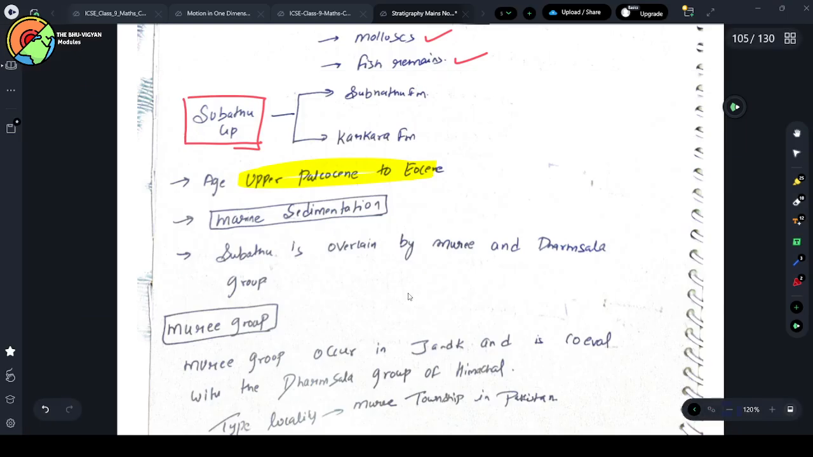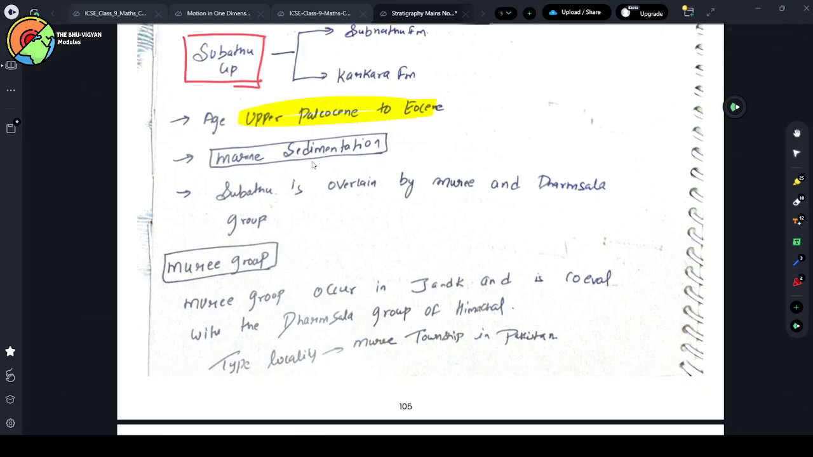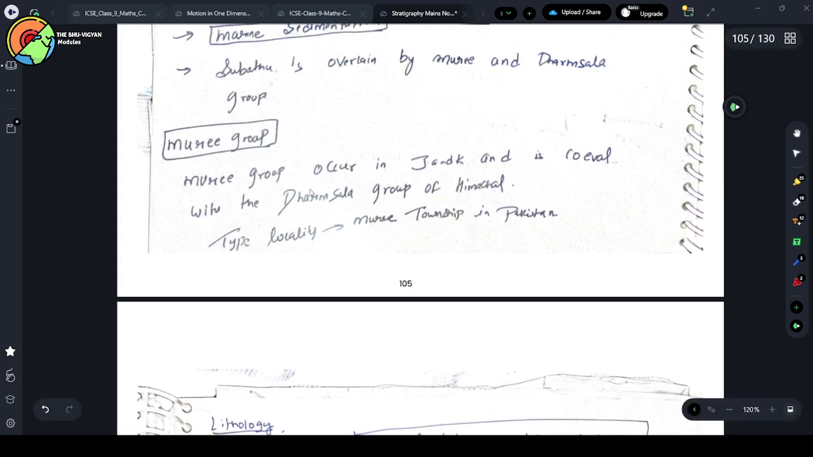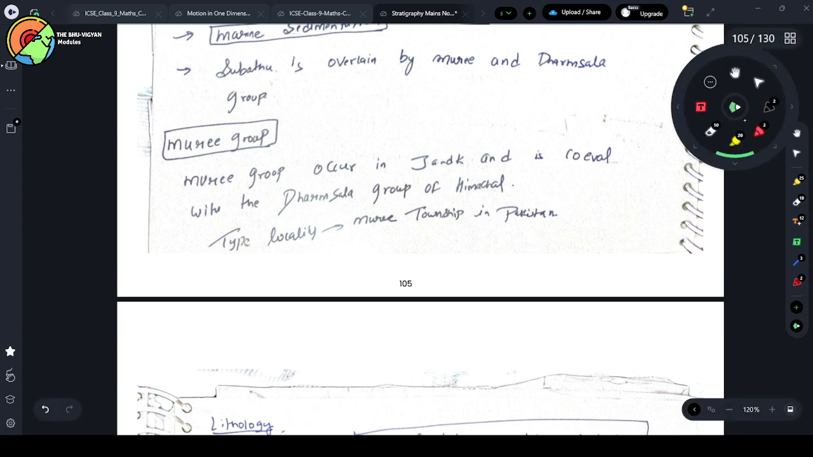It is basically a marine sedimentation, and Subathu is overlain by the Murree and Dharamshala group. Now if we talk about the Murree group, it has two formations in it, that is Dagshai and Kasauli.